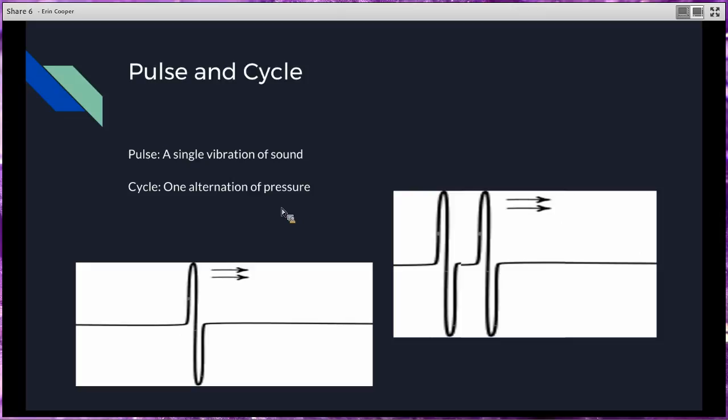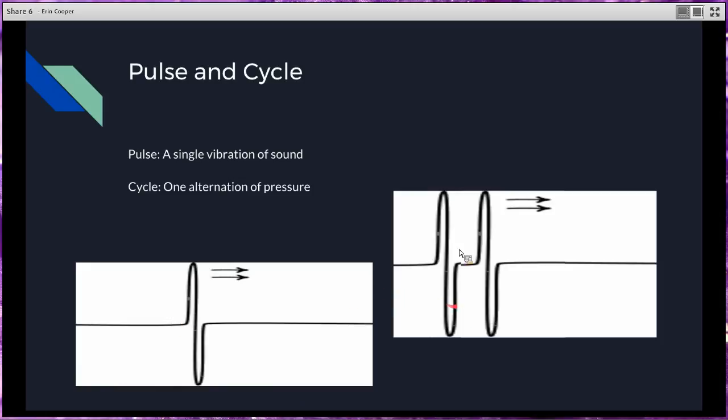So I have two pictures here. This picture here represents one pulse because it's a vibration. It's also one cycle because it's an alternation between one up, one down, one crest, one trough. So this picture down here on the bottom left is both one pulse and one cycle.